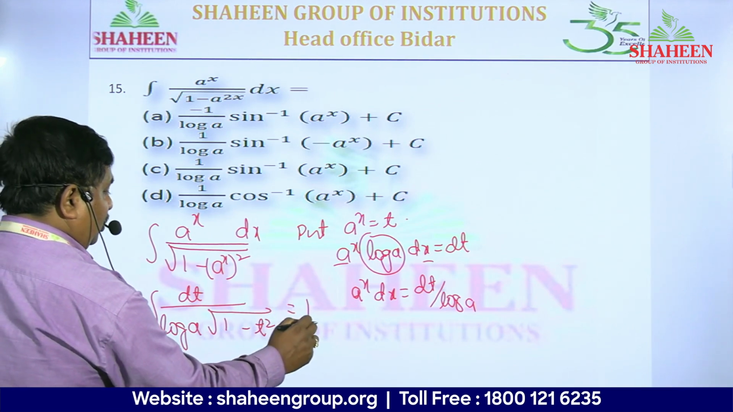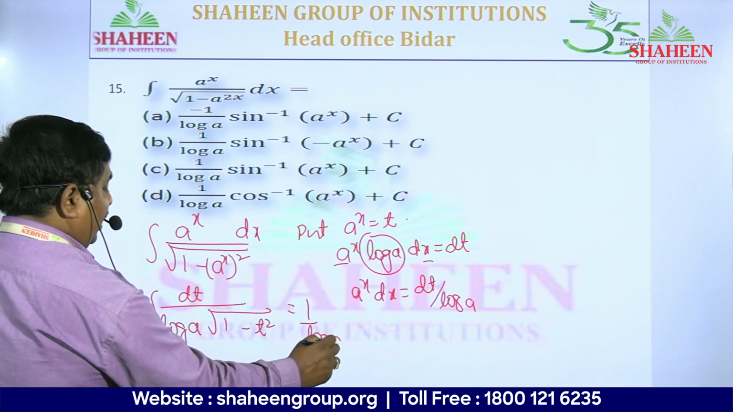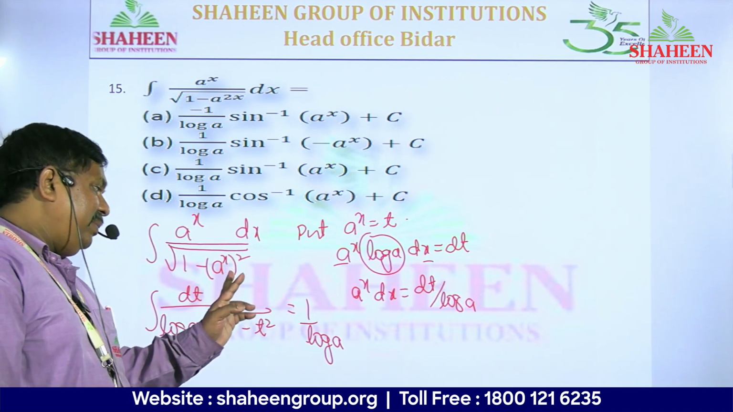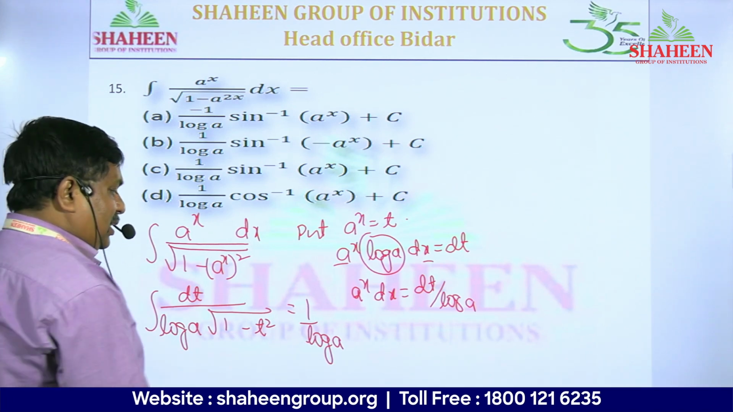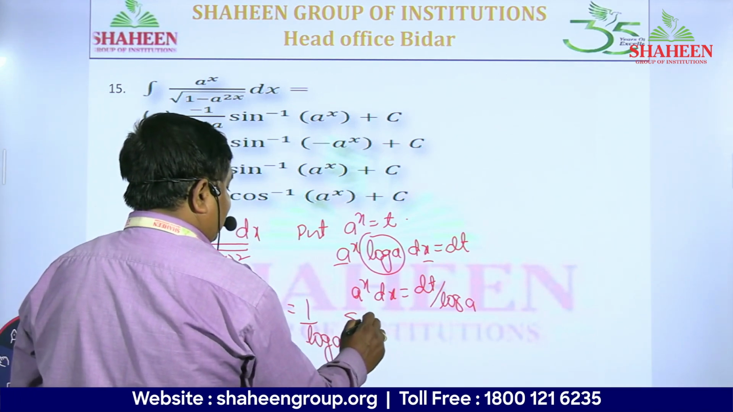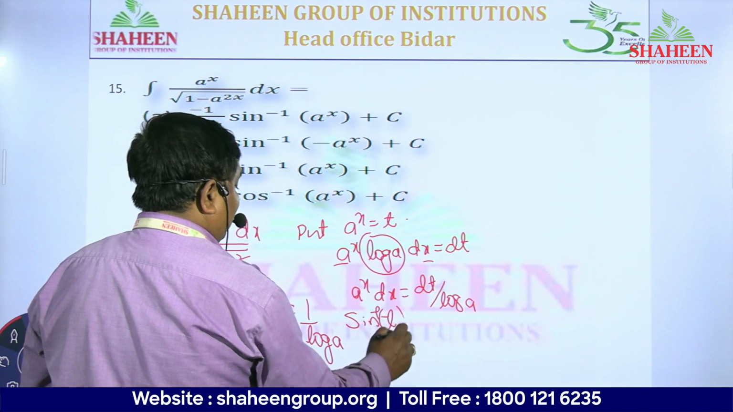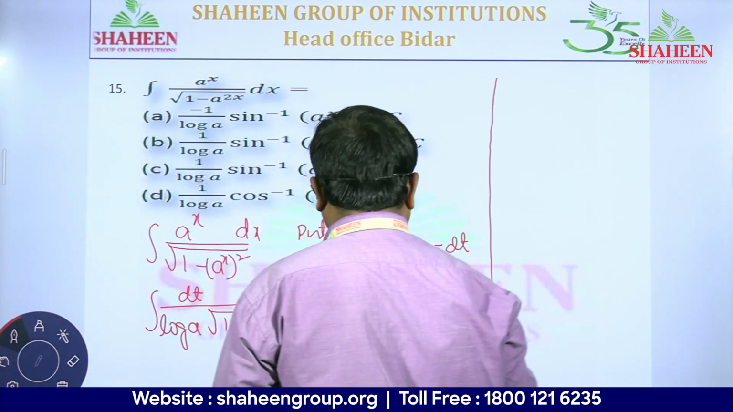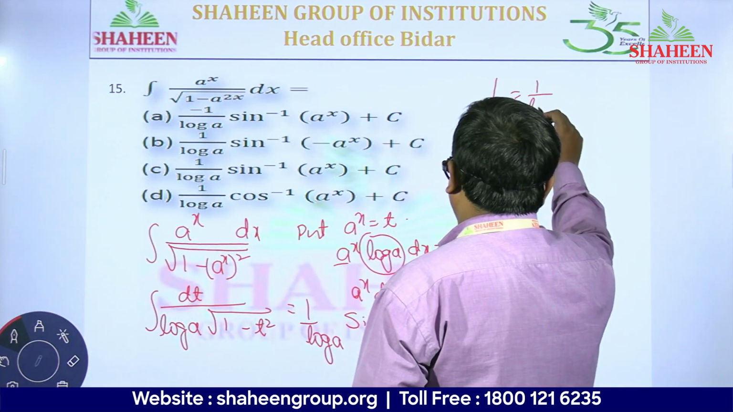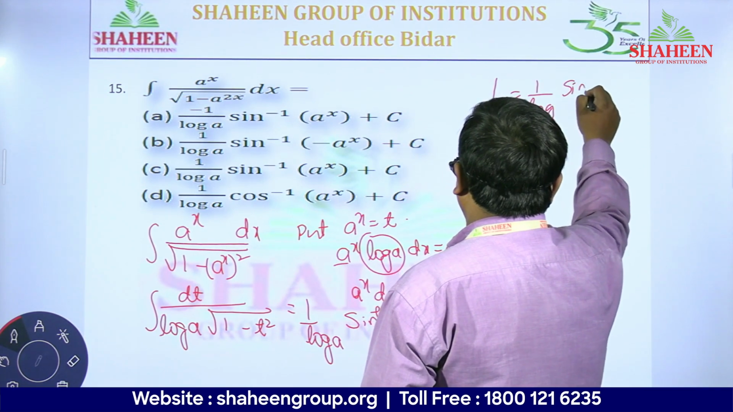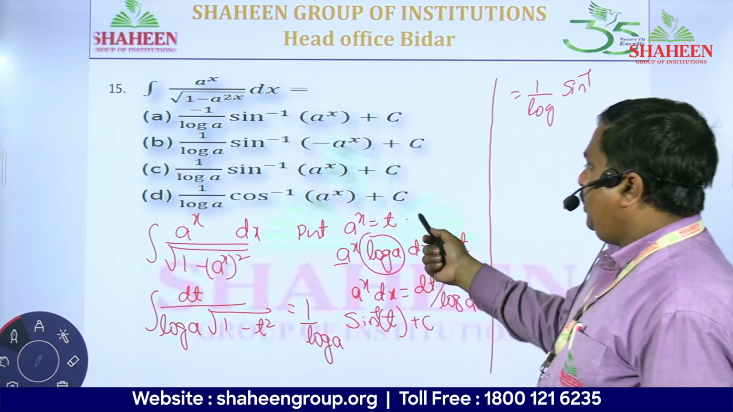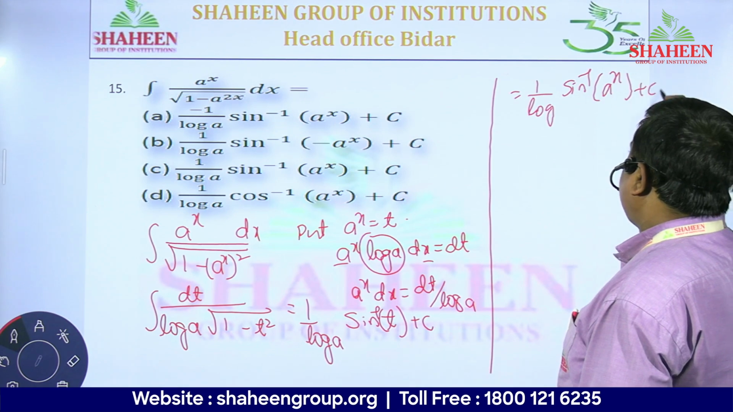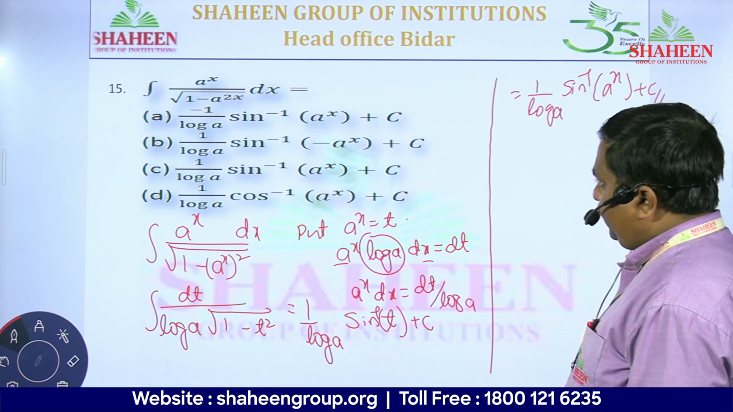This is equal to 1 by log a. 1 by log a is a constant, I am writing it outside as it is, and we know that 1 divided by under root 1 minus t square is sine inverse t. That is sine inverse t plus c. And replacing the t value, the answer becomes 1 divided by log a sine inverse of what we have considered t, that is a power x, that becomes sine inverse a power x plus c.